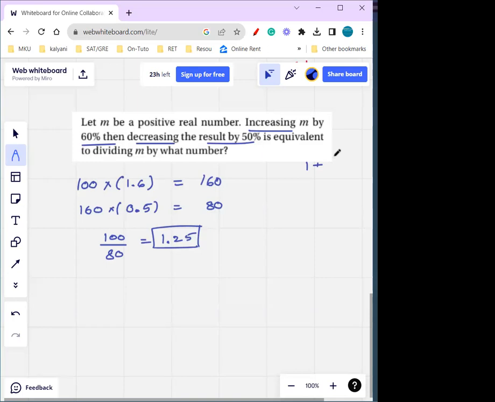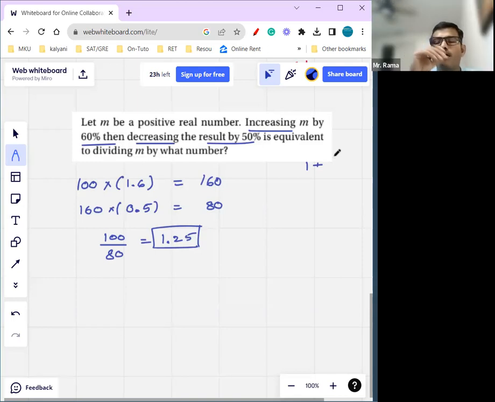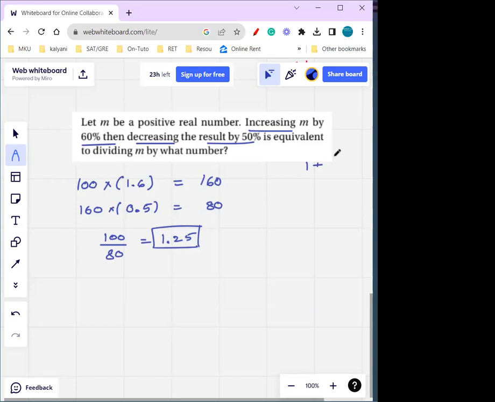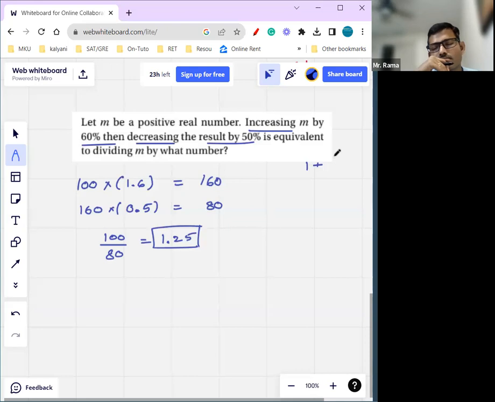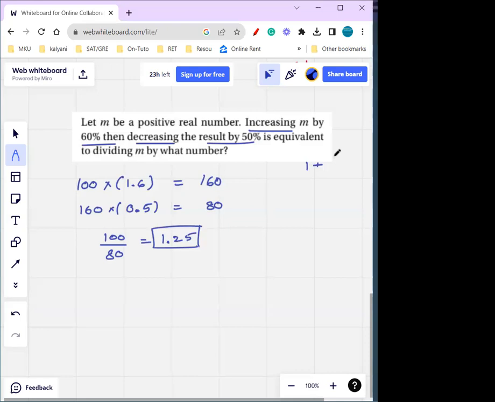So I got a similar answer. I got 1.2, but I did it completely differently than what you did. Can you tell me how you did it? Yeah. So I converted 60% and 50% into their decimal numbers, dividing each by 100. So I did m times 0.6 because it's increasing by 0.6 and then divided by 0.5. Then I took m out of the picture and did 0.6 divided by 0.5, and then I got 1.2.